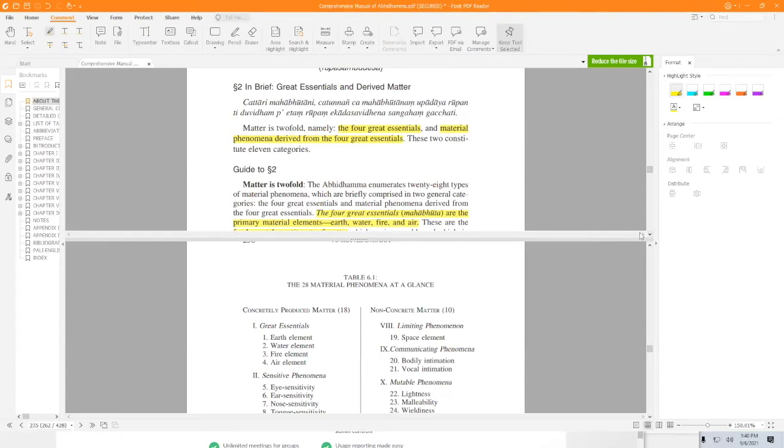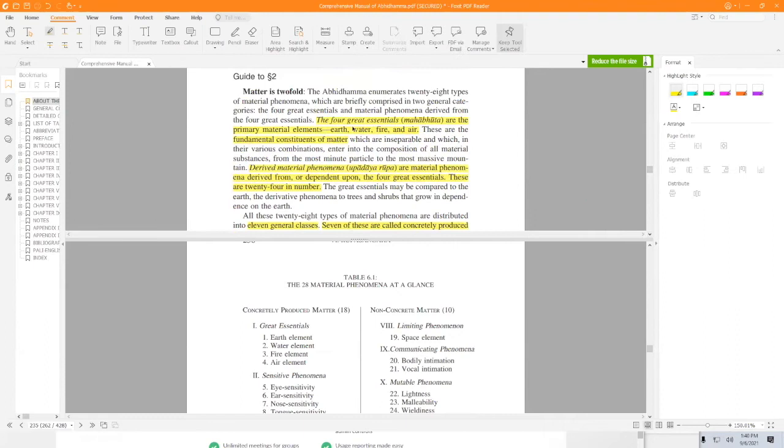And so here we just have that distinction. Okay, so we have the 4 primary elements: earth, water, fire, and air, which we're going to consider just below. So these are the fundamental constituents of matter. And then this is an important point, that they are inseparable. So they always occur together.